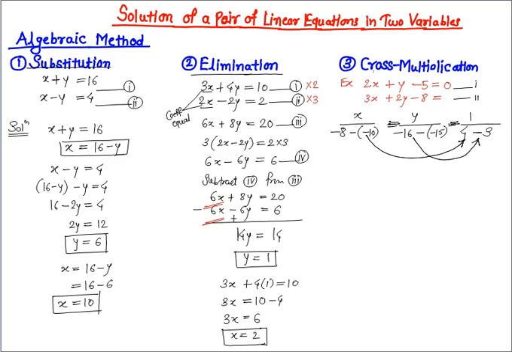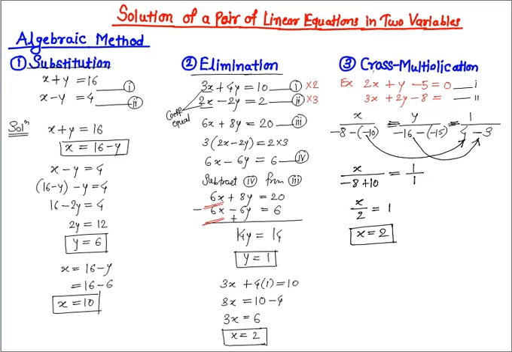Let's equate the first term with the last term. What you get? x by minus of minus 8 plus 10 equals 1 by 4 minus 3, which is 1. That is x by 2 equals 1. So x equals 2. So this is the value of x we got.